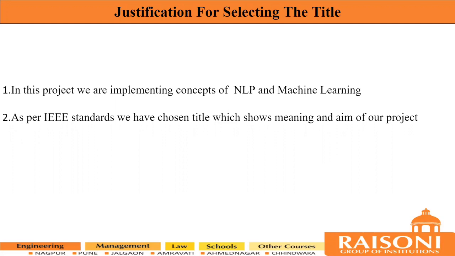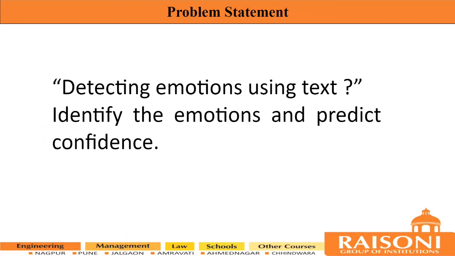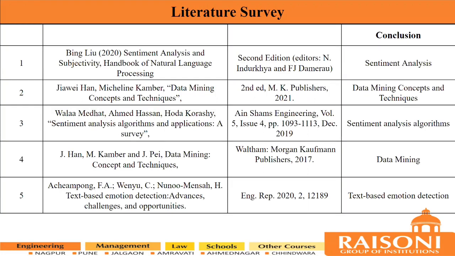Justification for selecting the title. The project title we have selected comes from researching various research papers and analyzing which title would justify our project aim. Problem statement: detecting emotions using text, identifying the emotions and predicting confidence. It shows the aim of our project and what the result of our project will be. These are the various literature surveys we have researched and read. The conclusion column shows which technologies are used in these research papers.